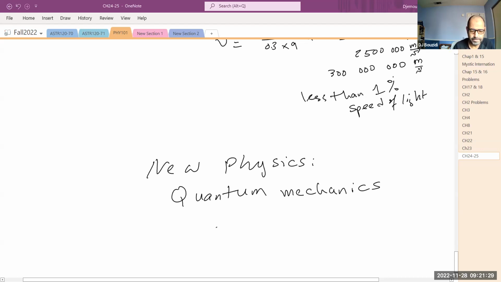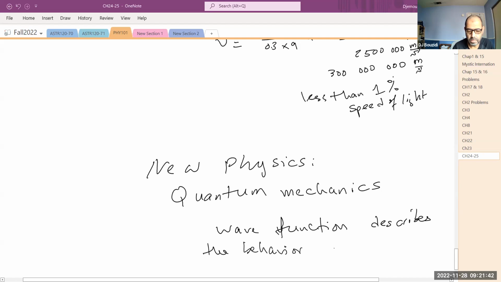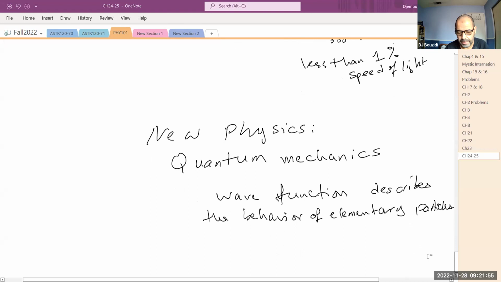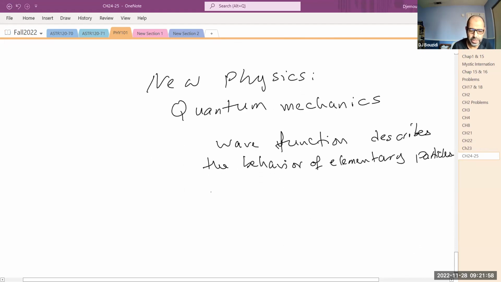First of all, a wave function describes the behavior of elementary particles. When I say elementary particles, at this point, I really mean the electron, okay? We're not in the nucleus yet, okay? And the wave function, typically, when you're reading about it, they use the Greek letter psi. So this is the Greek letter psi. If you write it like this, sorry, psi, but you read it psi, okay?